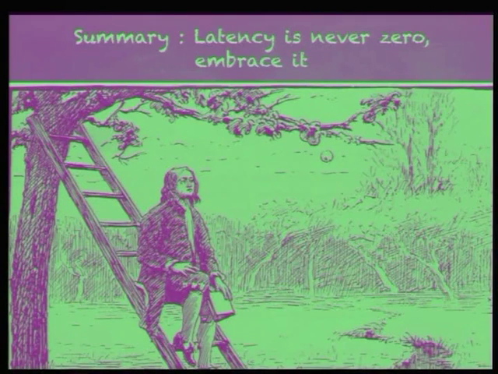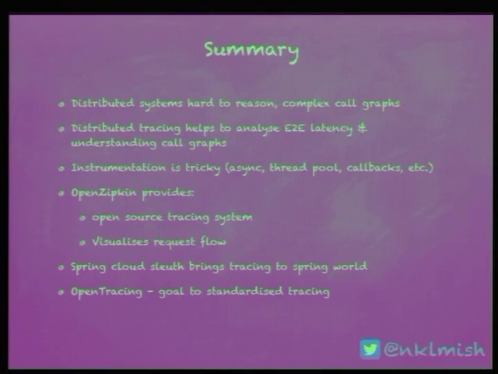And the last thing which I would like to say is that we should remember that latency is never zero. So rather than trying to run from it, we should embrace it. And distributed systems are really hard to reason about because of the distributed nature involved in them. They can have a complex call graph, and distributed tracing can help to analyze end-to-end latency and understand the call graphs. Moreover, instrumentation is a tricky thing to do, because when you are instrumenting some code, you have to make sure that you are passing the information correctly across various thread pools or callbacks, or if you are doing asynchronous calls.